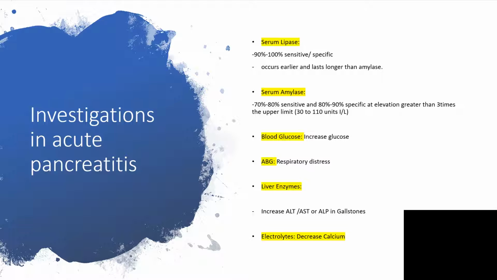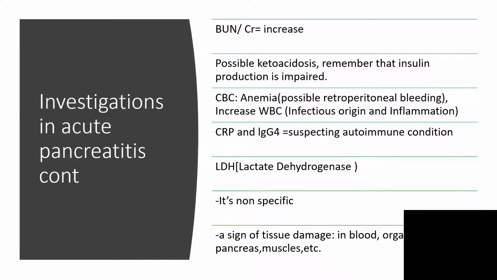And when we assay the electrolytes, we are expecting a decreased level of calcium, hypocalcemia, in pancreatitis. If we assay the blood urea nitrogen and creatinine, it's expected to increase. Possible ketoacidosis here; remember that insulin production is impaired, glucose metabolism is under an insult, then there's possible ketoacidosis.